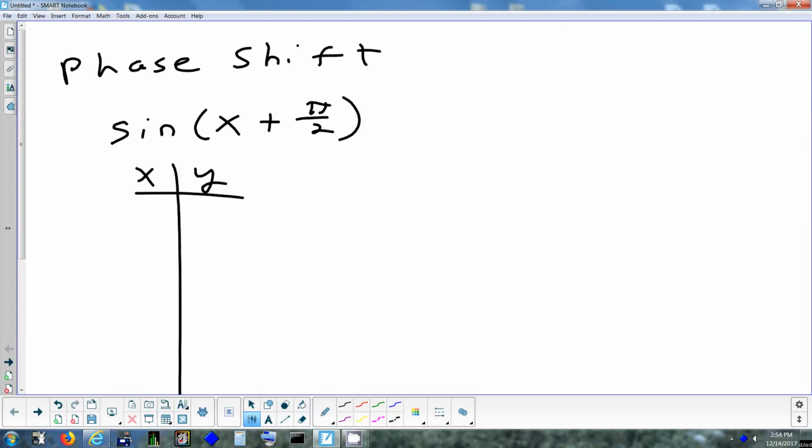Okay, so if we're going to do a phase shift, we're going left and right. What values don't change? It's going to be y. The y's don't change. That'd be like 0, 1, 0, negative 1, 0. So for your y values, you fill those in. How do you get those? That's from the original tables on Monday.